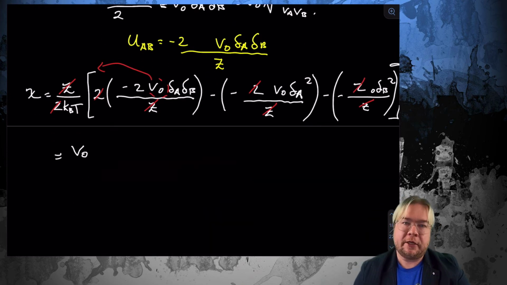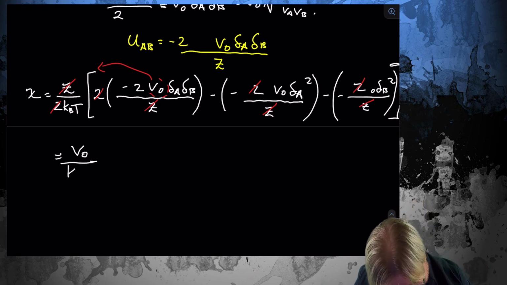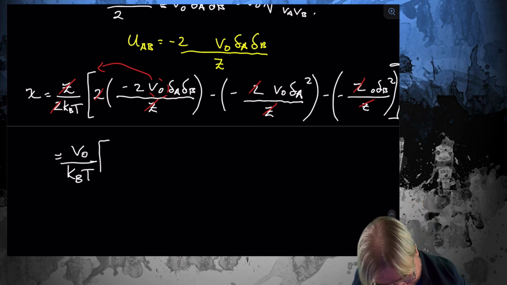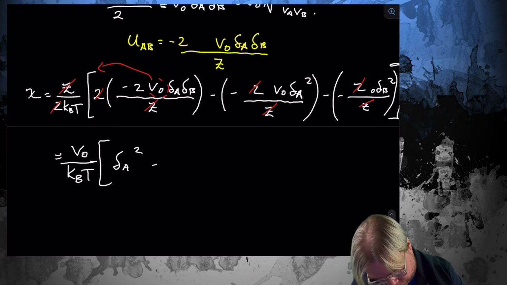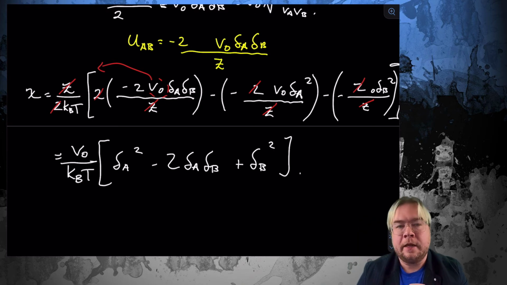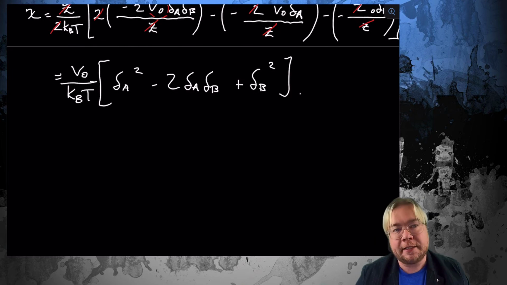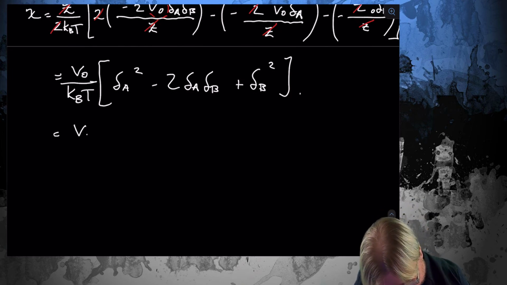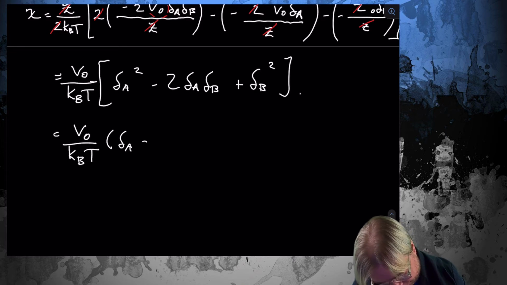Okay, so I pull V0 out of those brackets, and I've got kBt in the denominator. And what I'm left with inside the brackets is going to be, here a minus and a minus will give me a plus. So I've got delta A squared minus 2 delta A delta B plus delta B squared. And you can see that that's just delta A minus delta B squared. So this is equal to V0 divided by kBt, delta A minus delta B squared.